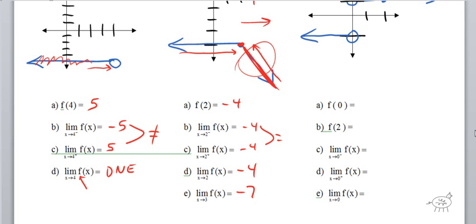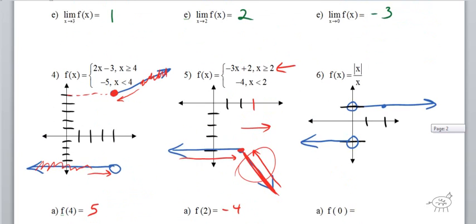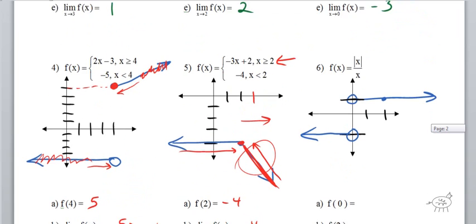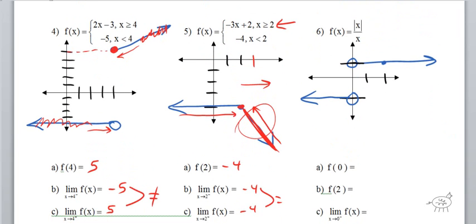Okay, let's keep going here. Number 6, okay, this is the one function that I told you, you will see this a ton. Absolute value of x over x. So when I said f of 0, well, f of 0, isn't it undefined in both of these places here? So that's what you're going to write, undefined.